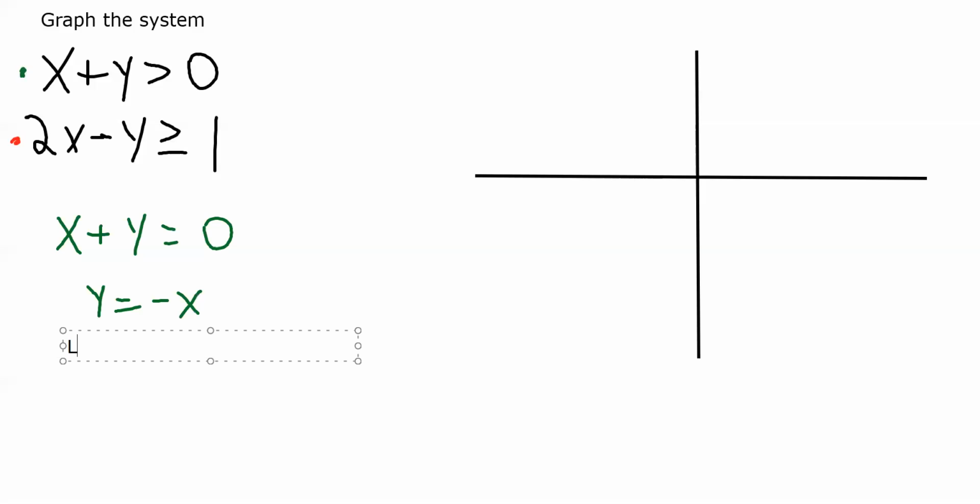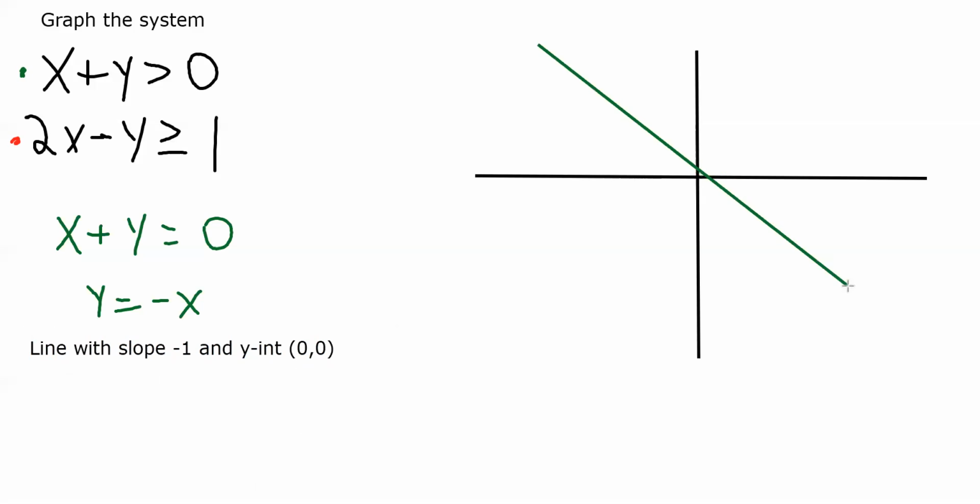This would be a line with slope -1 and the y-intercept would be 0, 0. As you can see, if you remember your y equals mx plus b form, b would be clearly 0. The slope is -1. So the line is going to be basically that. It crosses through the origin, so suddenly we may not be able to use the origin as a test point, but that's okay.